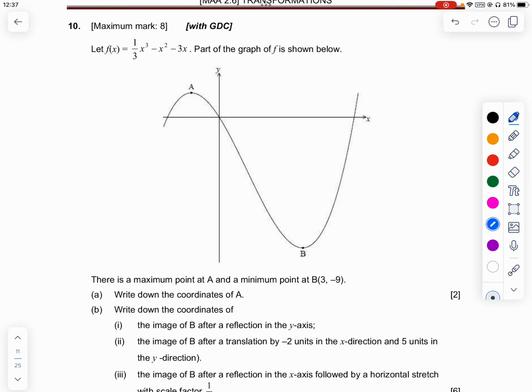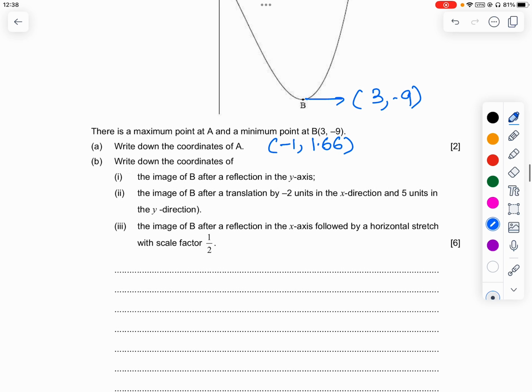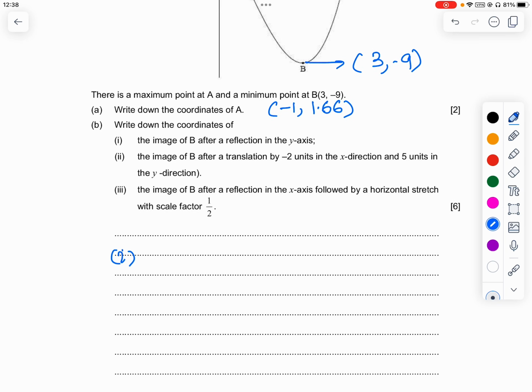Question number 10. This is by GDC. Find the coordinates of the maximum point. When you find it out from GDC, it should be minus 1 comma 1.66, and the B value will be negative 3 comma negative 9. That's going to be the B value. Image of B after reflection on the y-axis. So it becomes 3 comma negative 9.